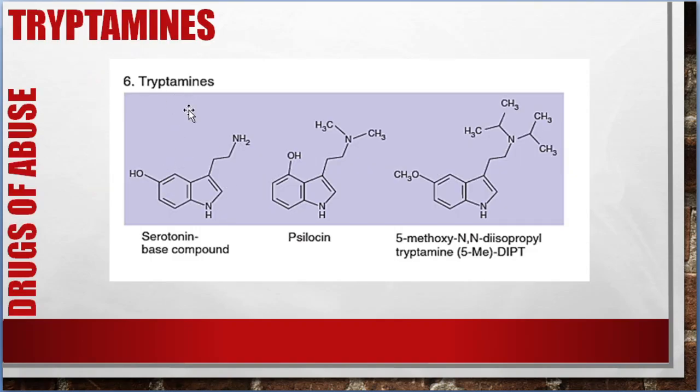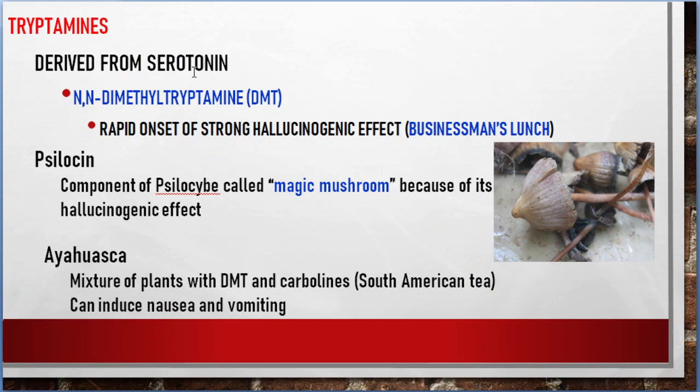Now we have your tryptamines. So sa tryptamines, meron tayong tatlong important compounds dyan. We have your serotonin-based, we have your psilocin, and your DIPT. So derived from your serotonin, your DMT, which is a rapid onset of strong hallucinogenic effects. Ito yung tinatawag nilang businessman's lunch. Then we have your psilocin, which is a component of your psilocybe called your magic mushroom. So this is the magic mushroom because of its hallucinogenic effect. And your, I cannot pronounce it well, ayahuasca, which is a mixture of plant with your DMT and your carbolines from your South American tea. So it can induce nausea and vomiting. So these are mga not so common drugs of abuse.